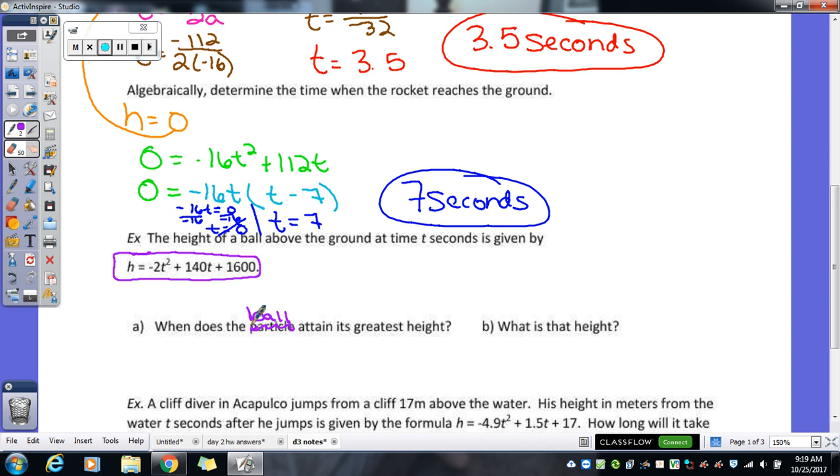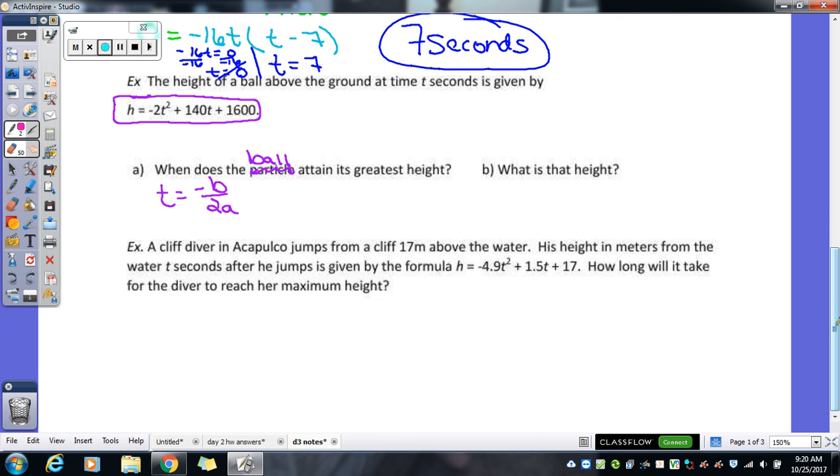So again, if we're looking for when it gets its greatest height, we're looking for its vertex. So I'm going to use t equals negative b over 2a. I'm not using the x simply because I have t in my formula and not an x in my formula. So what is our b value we're going to plug in? 140. Our a value is a what? Negative 2. So I have 2 times negative 2.